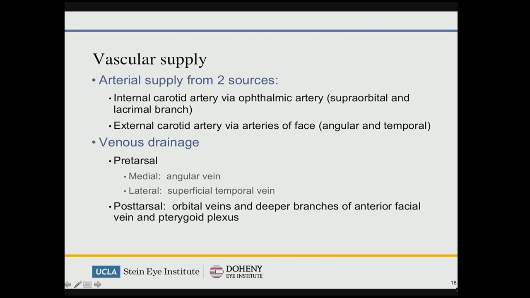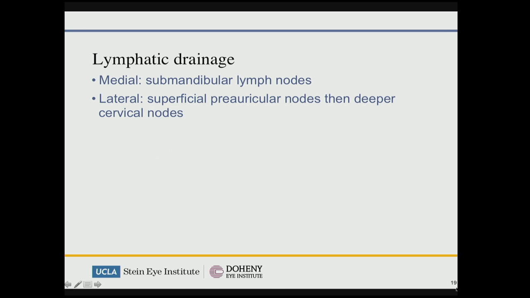The vascular supply of the eyelid: the arterial supply is from two sources, the internal carotid artery via the ophthalmic artery, which gives rise to the supraorbital and lacrimal branches, and the external carotid artery via the arteries of the face, namely the angular and temporal arteries. Venous drainage pretarsally occurs medially via the angular vein in the face, laterally via the superficial temporal vein, and posttarsally via orbital veins and deeper branches of the anterior facial vein and pterygoid plexus. Lymphatic drainage is a little bit nebulous, but generally the medial eyelids drain to the submandibular lymph nodes, and the lateral lids drain to the superficial preauricular nodes, and then from there to the deeper cervical nodes.